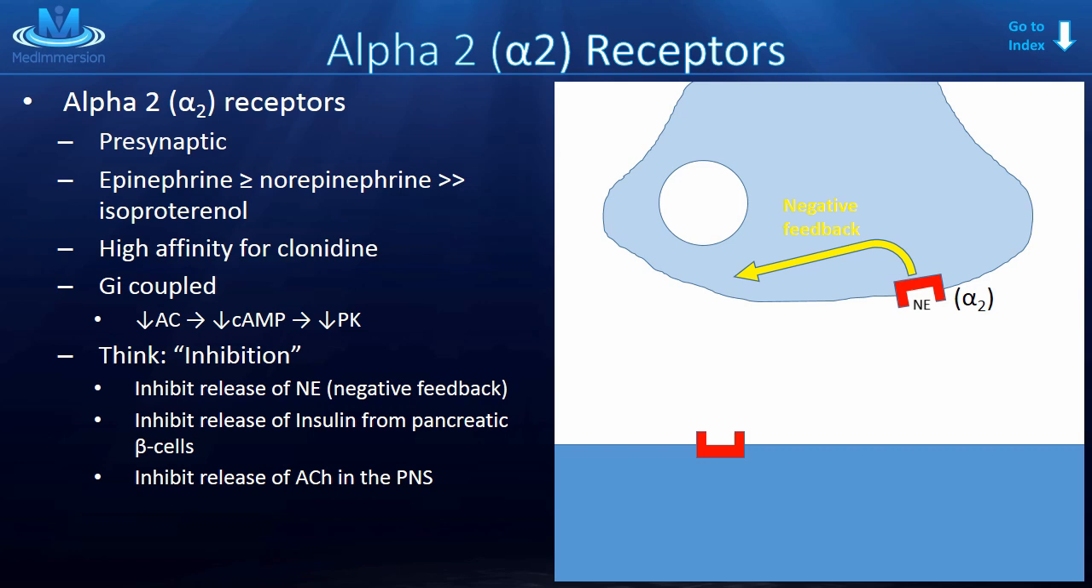It also inhibits the release of insulin from pancreatic beta cells, where there is actually a higher population of these alpha-2 receptors. And it also inhibits the release of acetylcholine in the parasympathetic nervous system. So very interesting. Let's move on.